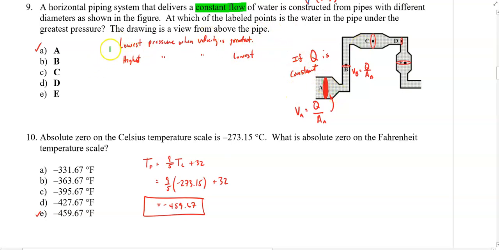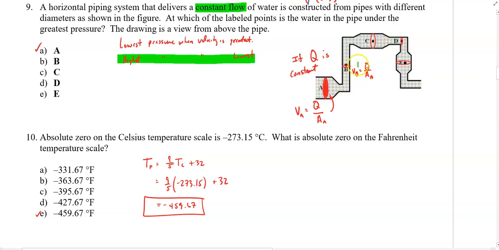And so all that we need to recall here is that the lowest pressure occurs where velocity is the greatest, but we're trying to answer where is the highest pressure going to be. Well, the highest pressure occurs when the velocity is the lowest, and the lowest velocity occurs when the cross-sectional area is the greatest. So the water would be moving the slowest at A and the fastest at either B or D.